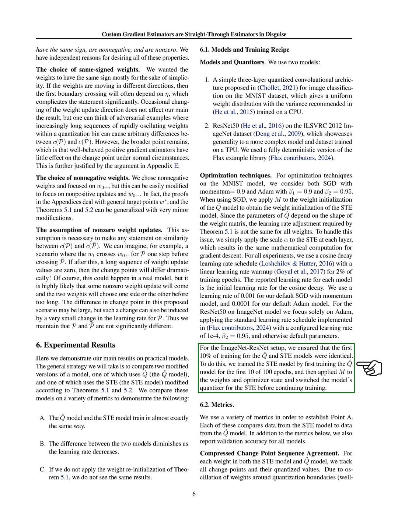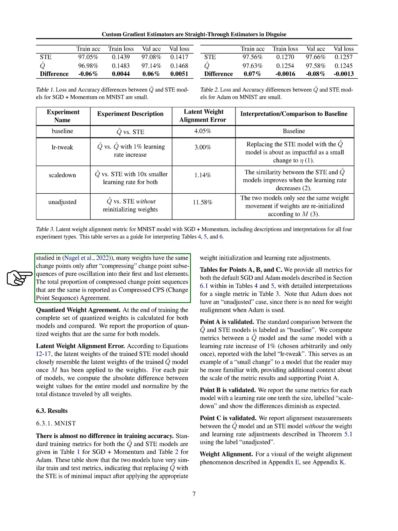Section. Metrics. In this section, we utilize a variety of metrics to establish point A. These metrics compare data from the sweep model to data from the hat-Q model. Along with these metrics, we also present validation accuracy for all models. Firstly, we look at compressed change point sequence agreement, where we track change points and their quantized values for each weight in both models. Due to weight oscillation around quantization boundaries, many weights end up having the same change points after compressing pure oscillation subsequences. We then report the proportion of compressed change point sequences that match, known as compressed CPS agreement.